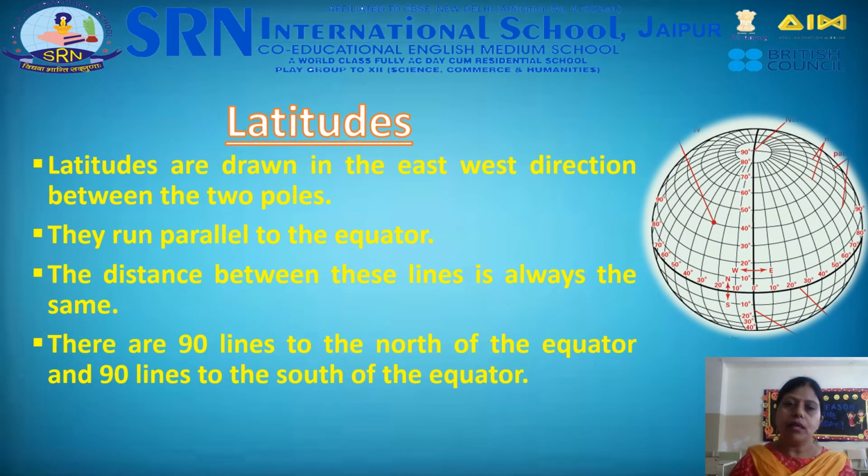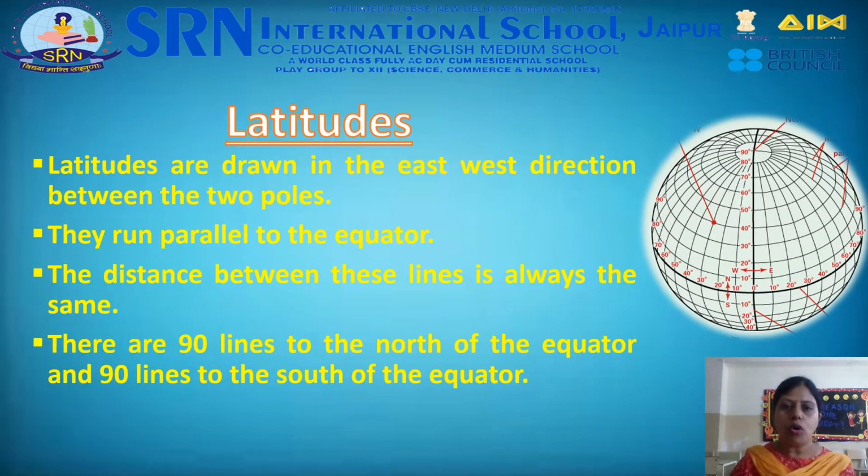Let's understand latitudes. Latitudes are drawn in the east-west direction between the two poles. They run parallel to the equator. The equator is an imaginary line dividing the earth into two hemispheres, the northern hemisphere and the southern hemisphere. As these lines are drawn parallel to the equator, they are called parallels of latitude. The distance between these lines is always the same.